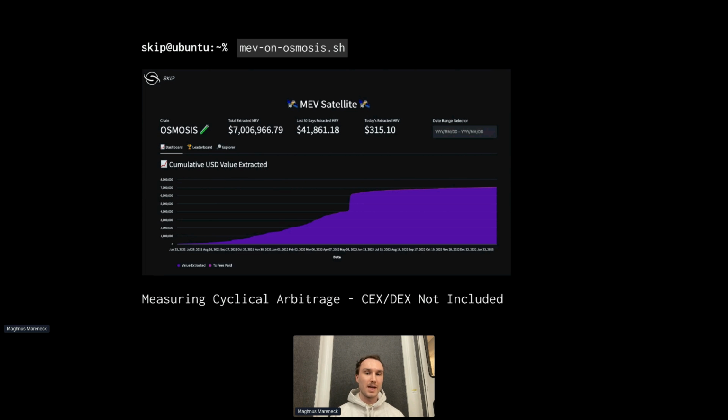Worth noting that there is a wide amount of MEV that is not captured here, specifically centralized exchange to decentralized exchange arbitrage, which anecdotally we know is quite large. But this is sort of what on-chain we were able to capture.